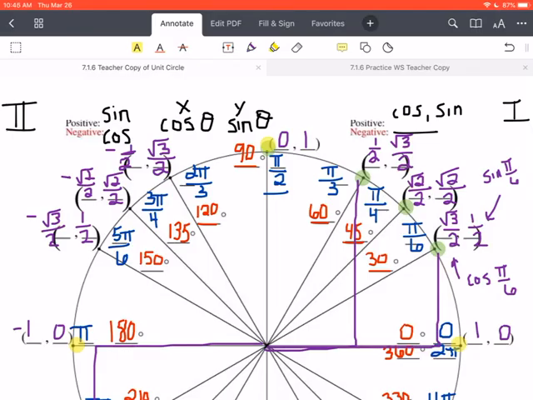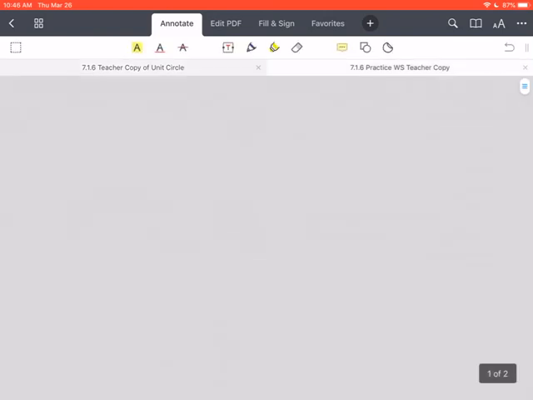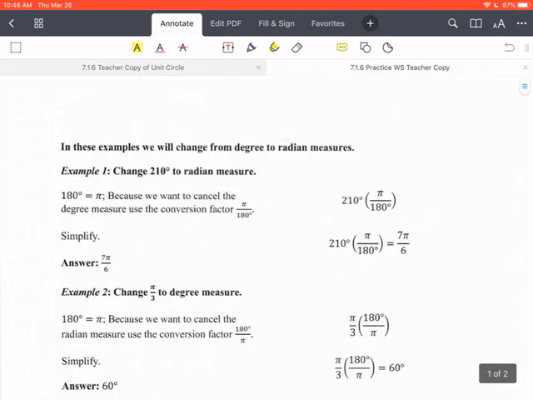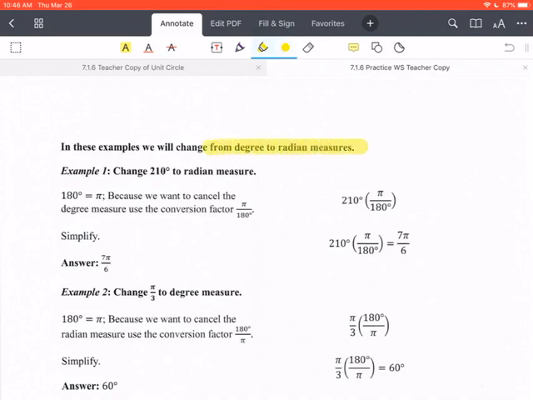Okay, so the other thing that I quickly want to talk about before I let you go is your homework for today, which is a worksheet. You're going to be doing numbers 1 through 18, but one thing we need to become good at is converting degrees to radians and radians to degrees. I do want you to read through the examples. I'm not going to bore you with those, but I really like the examples because they show you the conversion factor.